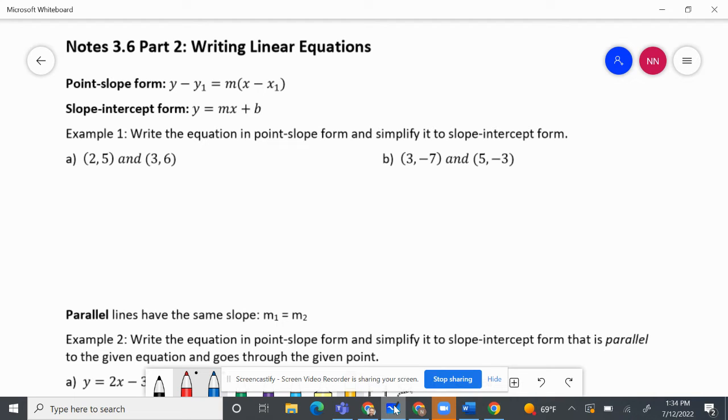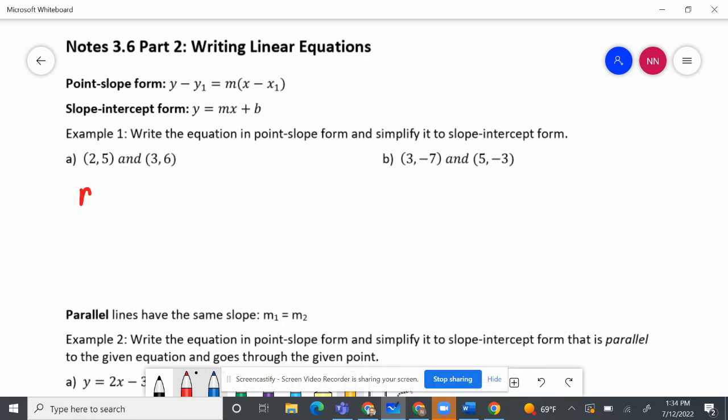We're going to continue writing linear equations. What we're going to be doing today is turning point slope into slope intercept form when we're given just 2 points. And then we're going to be looking at parallel and perpendicular slopes. So starting us off, we have 2 points.